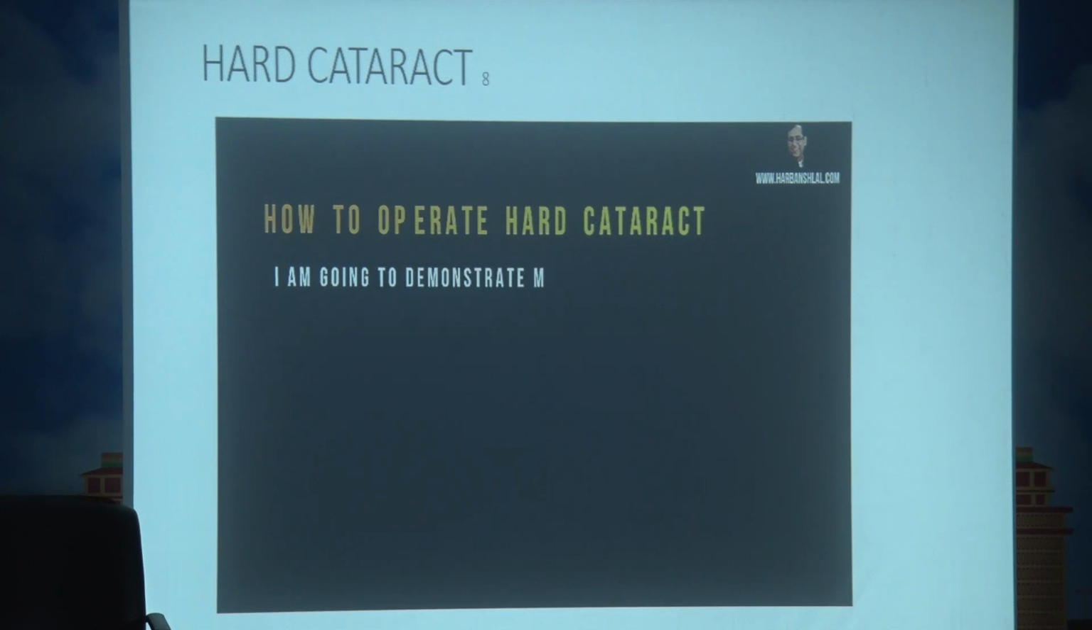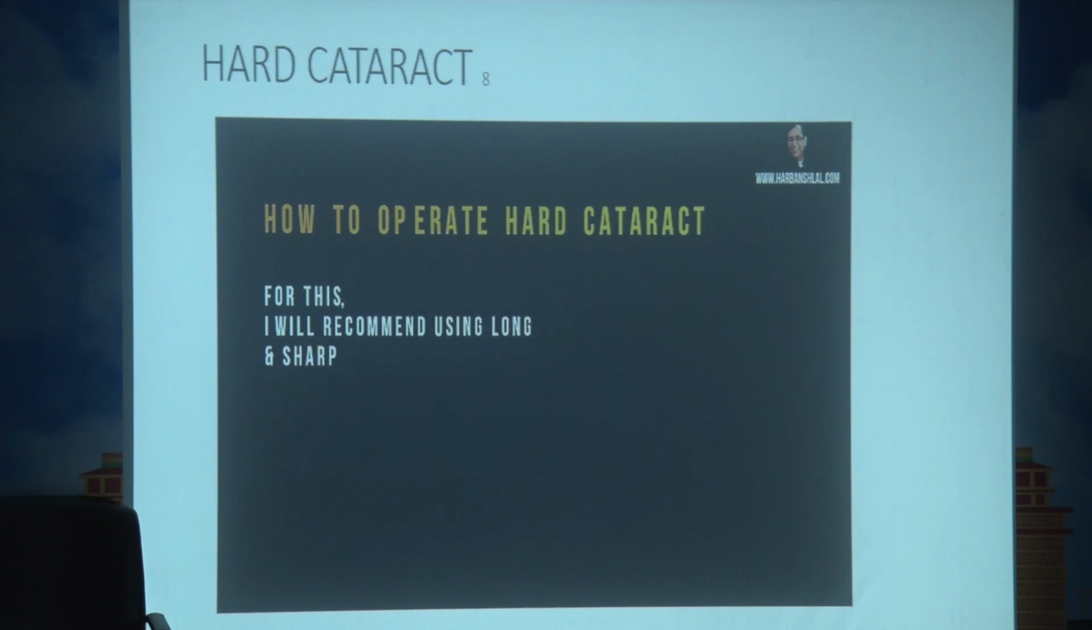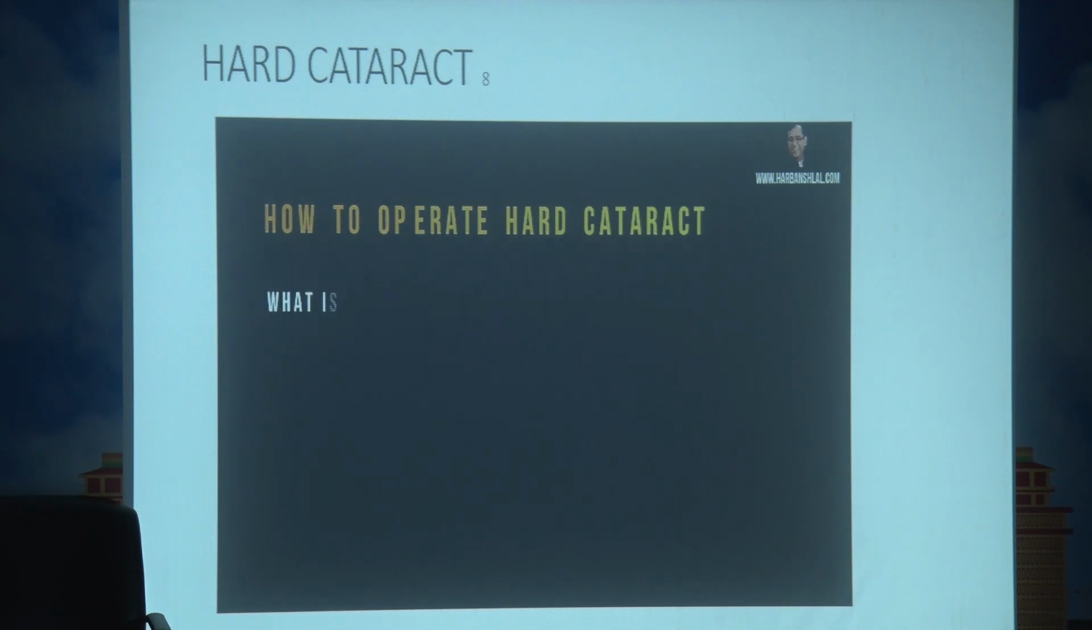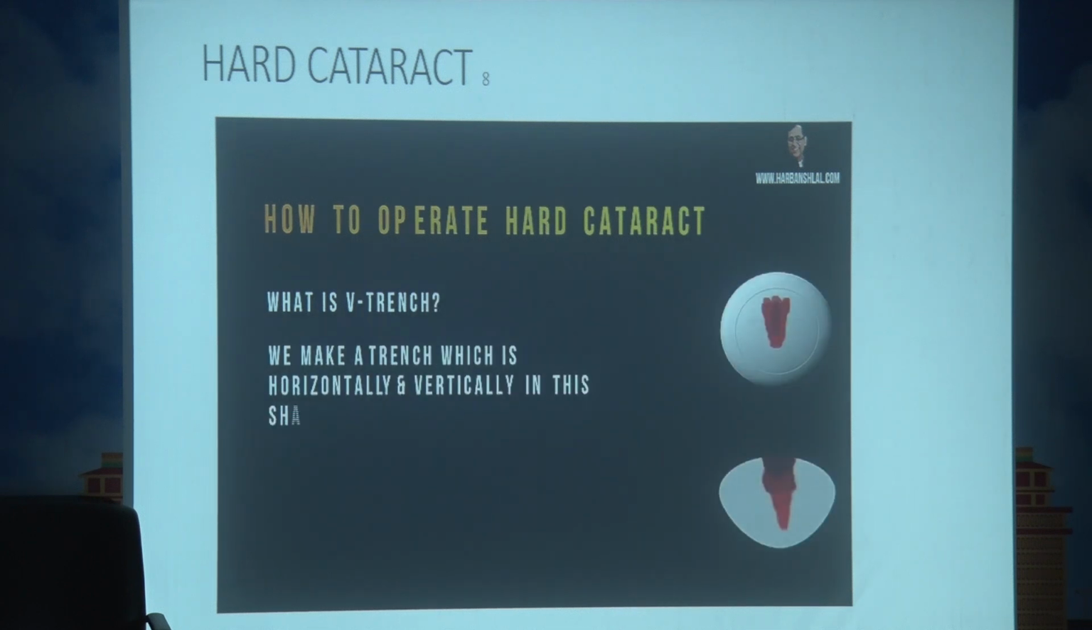So I'm going to demonstrate my technique of V-trench. I like to make a little wider trench, because when you make a shallow trench, you are not able to go into the depth of the nucleus, and the sleeve cannot get accommodated. The sleeve is much wider than the tip, but cutting is done by the tip. I usually prefer to use the chopper device by Mohan Rajan. I prefer to use the Kelman tip, and I use a regular tip instead of a micro tip in these cases. So the V trench is like in the diagram you can see.